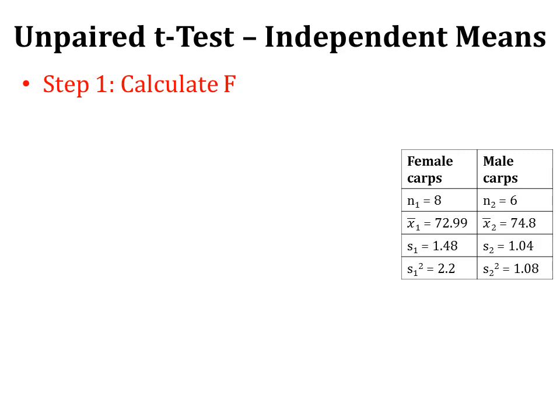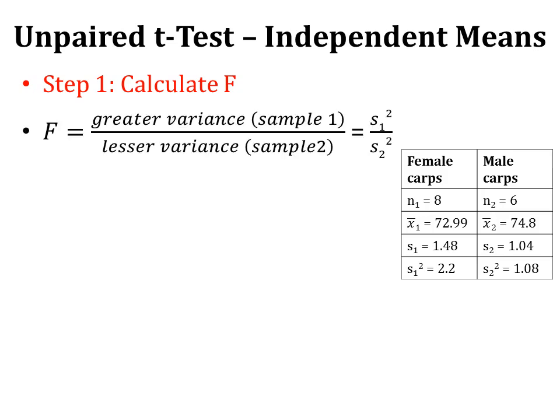Now it is time for the calculation of the F test, and here you can see that we have the table of descriptive statistics on the side, and this is the formula for the F test, in which the greater variance is divided by the lesser variance. Which sample has got the greater variance? The female group has the greater variance, so 2.2 divided by 1.08. So our F value is 2.037. This is our variance ratio, and we can see that it is greater than 1. Now we want to see whether it is significantly greater than 1, or we can ignore this.